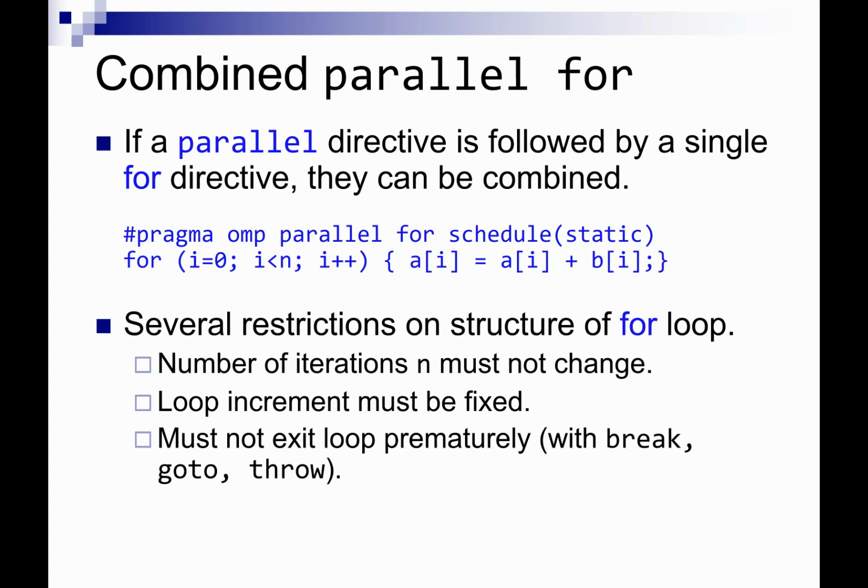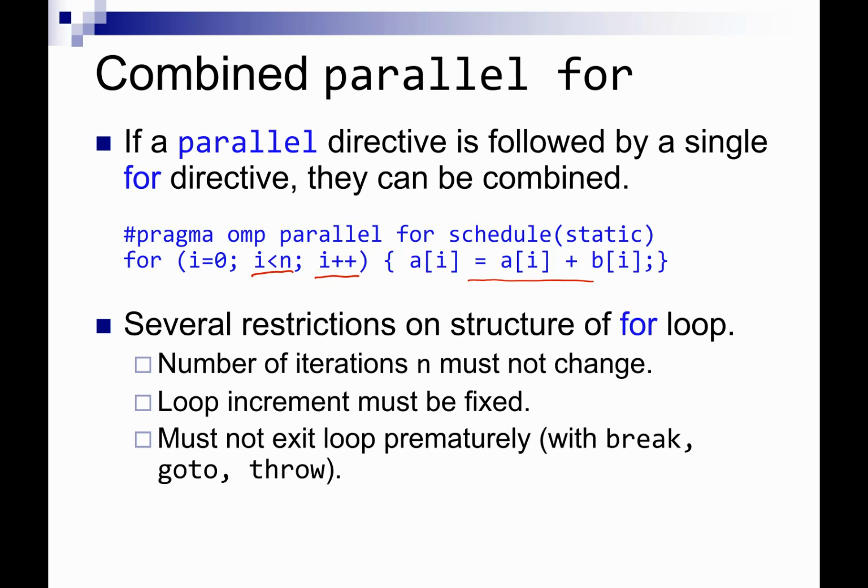Now there are several restrictions to how you use the parallel for. First of all, the number of iterations, like this n over here, is not allowed to change. So you can't just modify n within your for loop. And also the loop increment, here we're incrementing i by 1 each time, also needs to be fixed. And furthermore, within the loop, you can't exit the loop prematurely. You can't call a break or something in there.